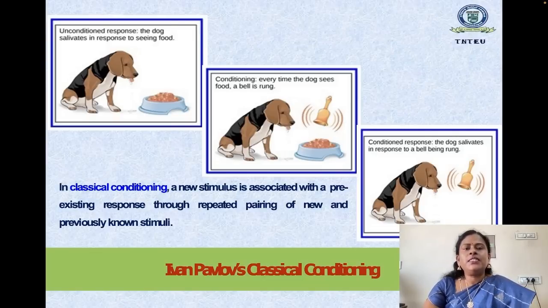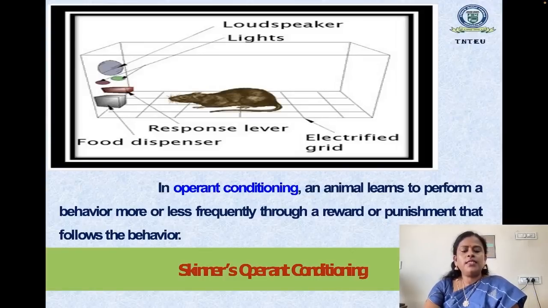Is the unconditioned response, drooling in response to food, identical to the conditioned response, drooling in response to the bell? No. Not necessarily. Pavlov discovered that the saliva in the conditioned dogs was actually different in composition than the saliva of unconditioned dogs. Next one is Skinner's operant conditioning.